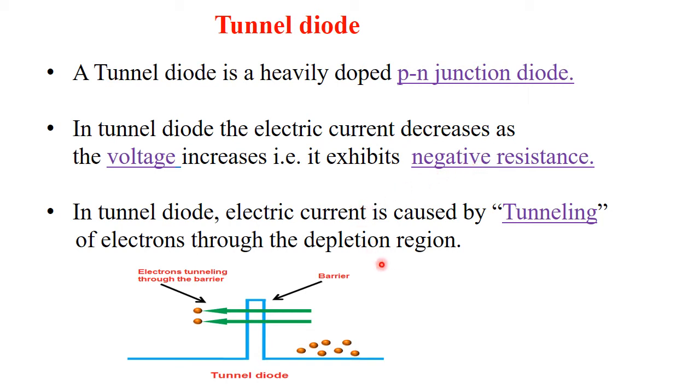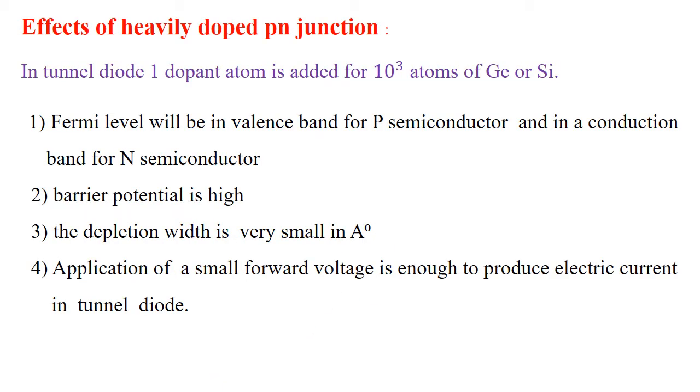Then the third important point is that in a tunnel diode, electric current is caused by tunneling of electrons through the depletion region. So you can see the diagram. This is the depletion region which is formed between the p-type and n-type semiconductor, and electrons tunnel through the barrier. So this tunneling of the electron through the depletion region, which acts as a barrier, is used in the working of a tunnel diode.